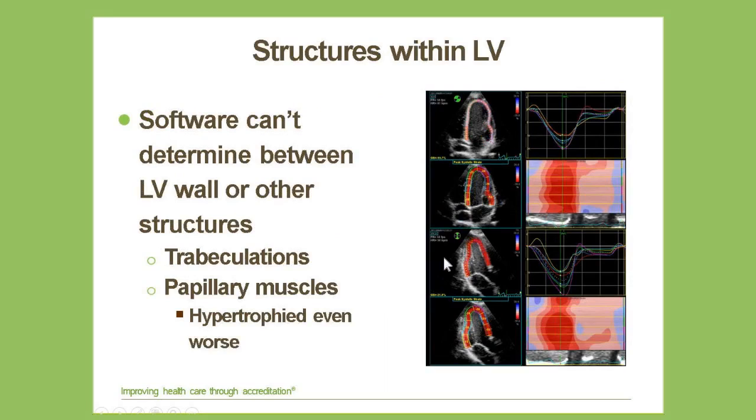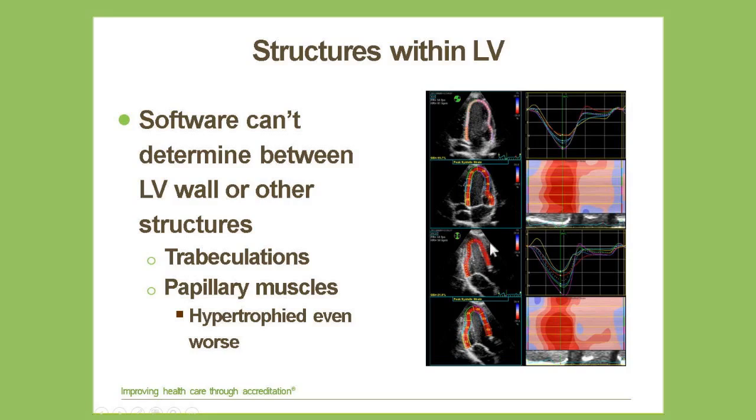Okay, sometimes we have to deal with structures that are within the left ventricle. The structures that I'm referring to are trabeculations and papillary muscles. Even when these papillary muscles are hypertrophied, it can become even worse, and the software will allow for tracking of the papillary muscle. Here's an apical four-chamber view, and you can see the papillary muscle right here on the lateral wall, and you can see how it dips in there when the left ventricular wall itself is out here.